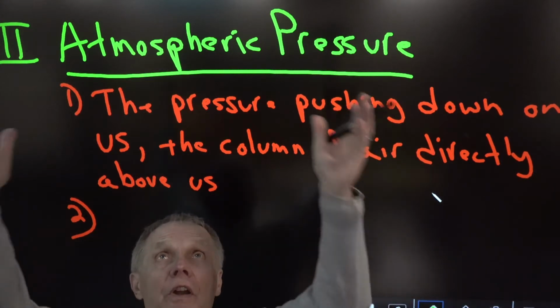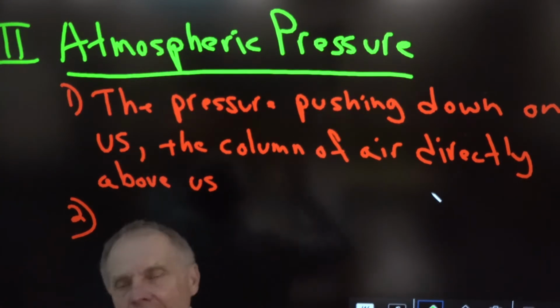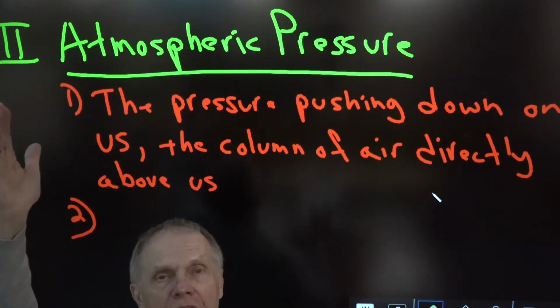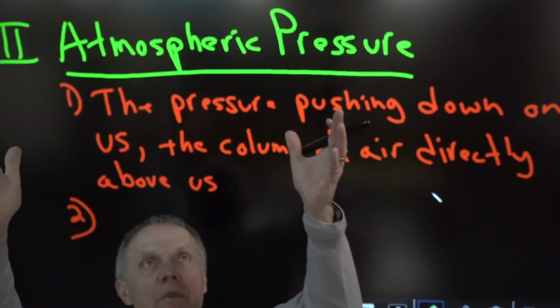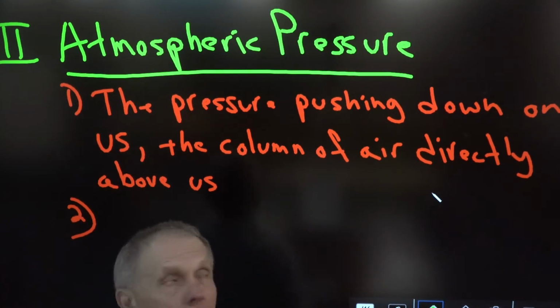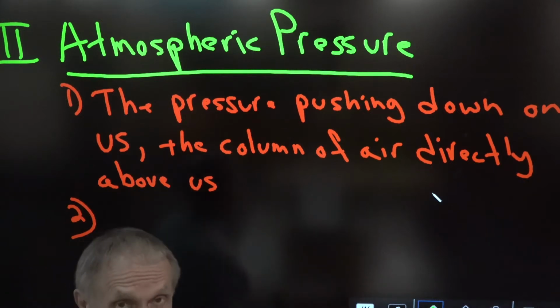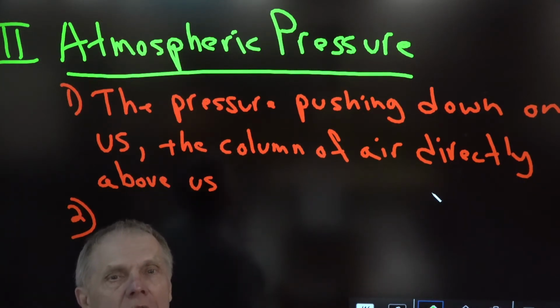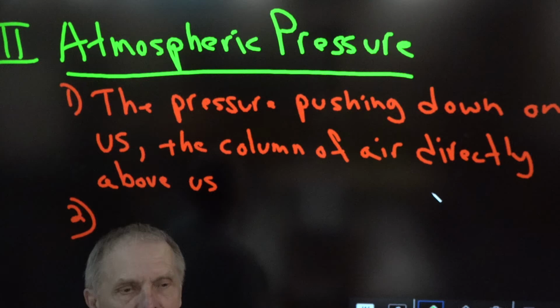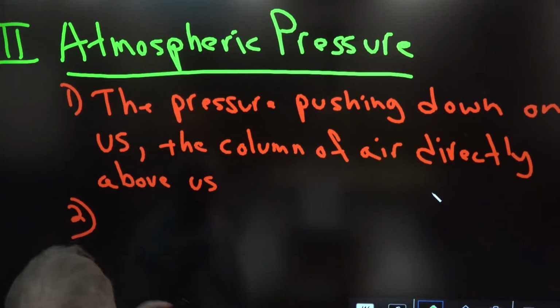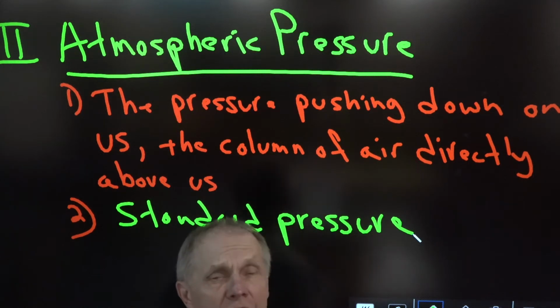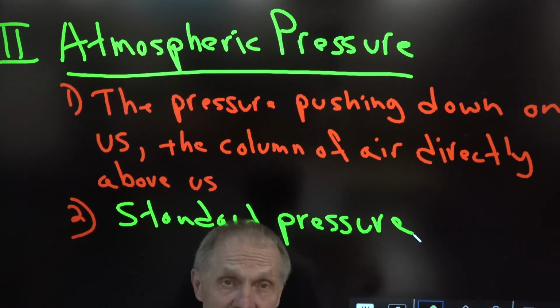So it's a column of air directly above us, and it extends to almost outer space. And it's not like you walk outside and go, oh my gosh, this atmospheric pressure. No, you can't feel it, but it is there. It's a column of air pushing down. Okay? Now, the big deal is it's the same atmospheric pressure at a certain place on Earth, and it's called standard pressure. And standard pressure takes place at sea level.